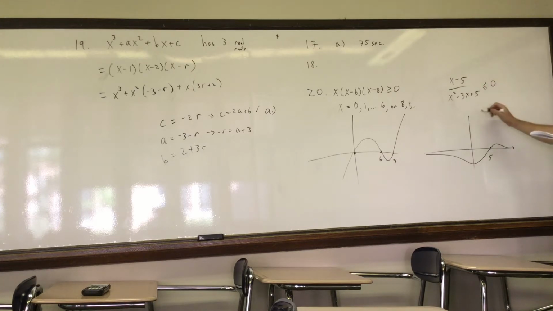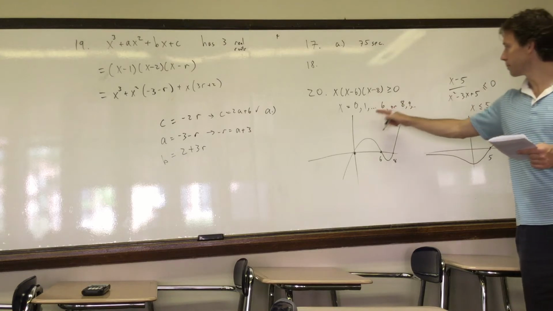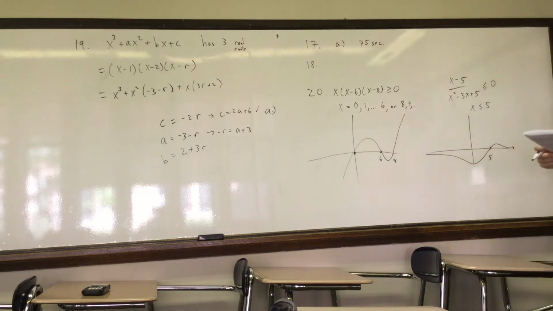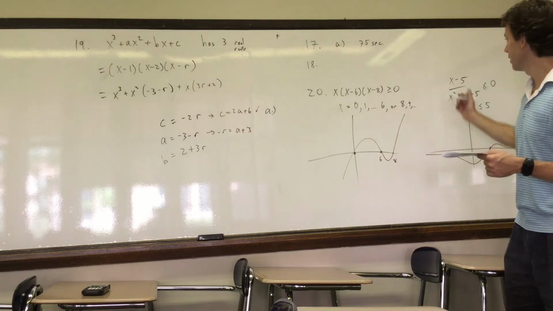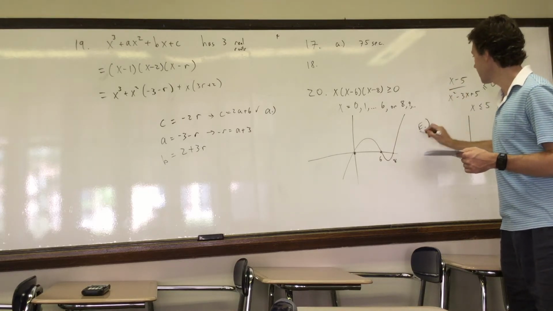This was less than or equal to, so for this rational function to be negative, x should be less than or equal to 5, and an integer. So overall, combining these two, x has to be between 0 and 5. There are 6 integers between 0 and 5. The possible answer choices are 1, 2, 3, 4, or none of these. So the answer is E, none of these.